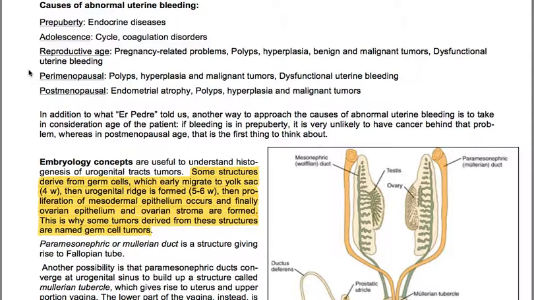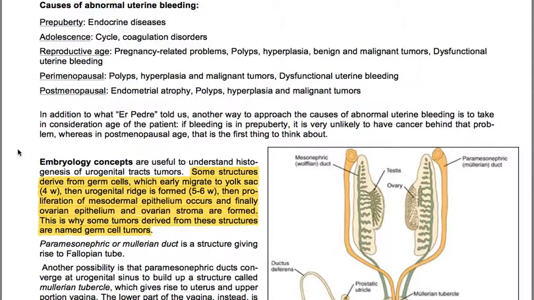Another way to approach the causes of abnormal uterine bleeding is to take into consideration the age of the patient. If bleeding is in puberty, it's very unlikely to have cancer behind that problem, whereas in postmenopausal age, this is the first thing to think about.